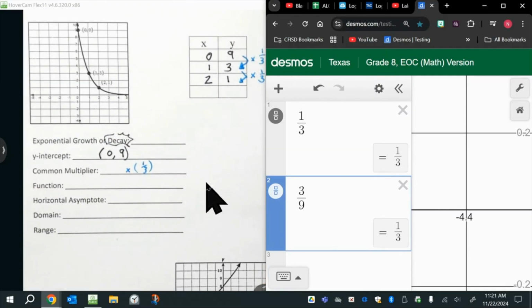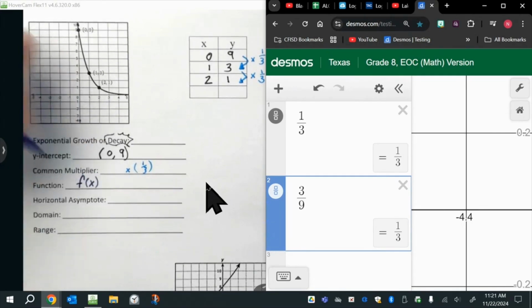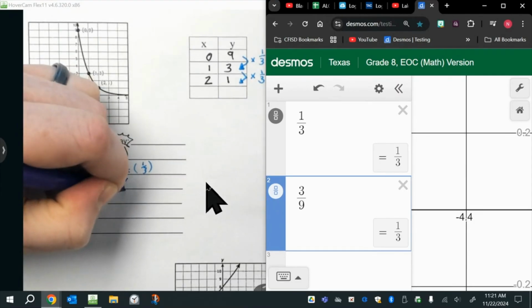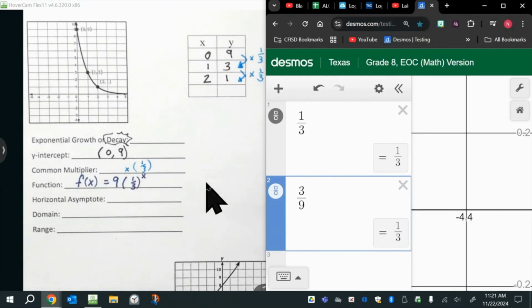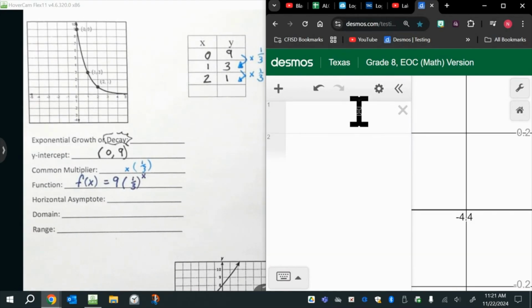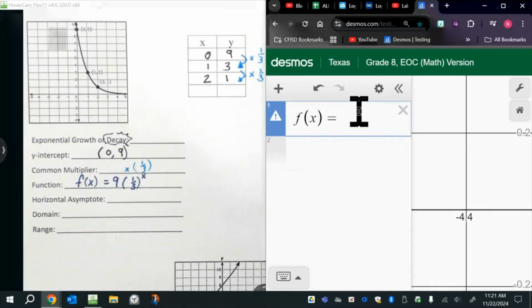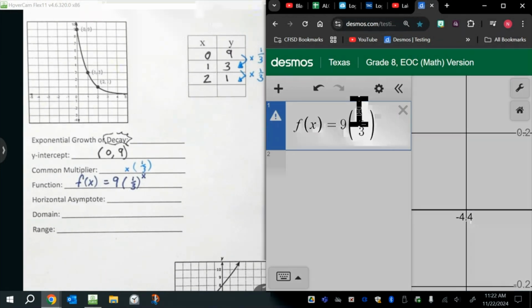Okay, so what is my function? Well, my function is the equation. Put the two things together. We have our function of x, which is equal to my y-intercept, where it starts, and it's being multiplied by 1/3 each time. And so if I type this in, I should get that same set of points, same looking line. f(x) equals 9 times (1/3) to the power of x.